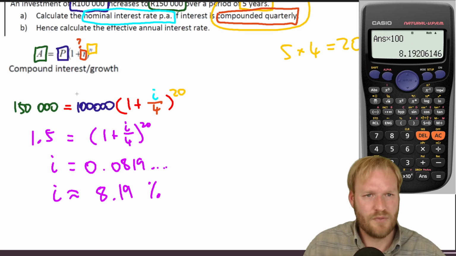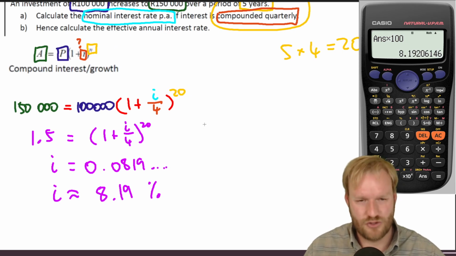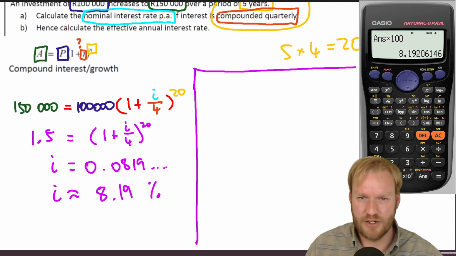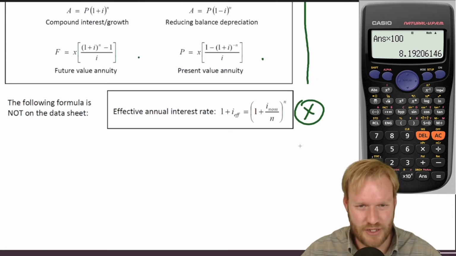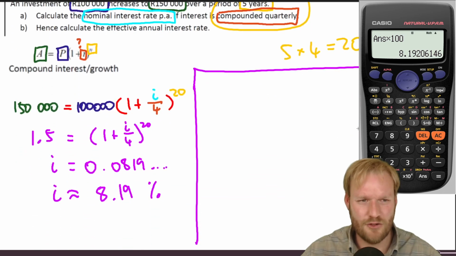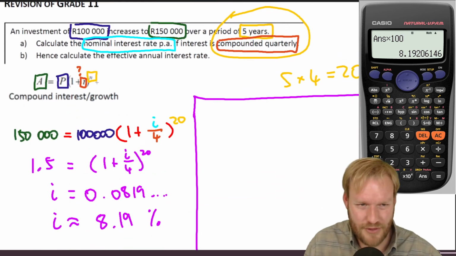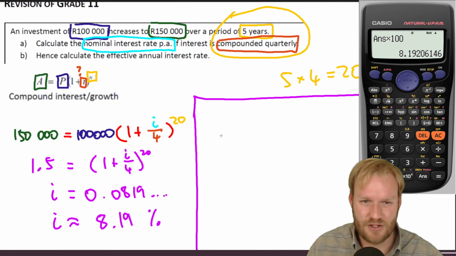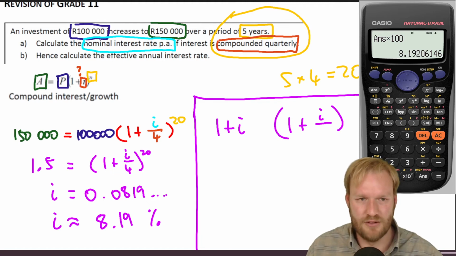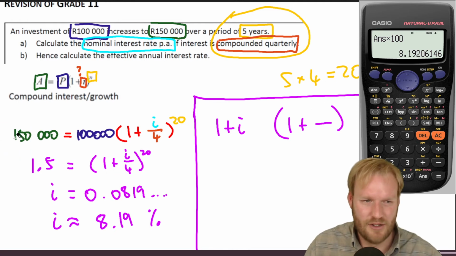Now, part B. Hence, calculate the effective annual interest rate. So I'm going to do this over here. Maybe it'll fit, and then we've got everything on the screen together. Remember, this is the bit that's not on the formula sheet. So how do we remember this? For me, it always makes me think of the right-hand side of this equation, 1 plus i, or sometimes if we've got i over n to the n, then that's our formula. So the right-hand side almost looks like what we just had.